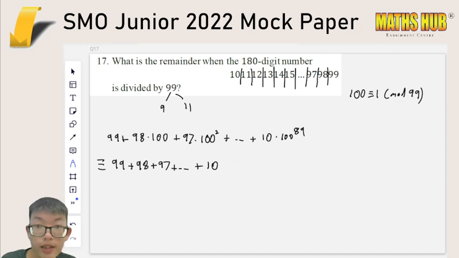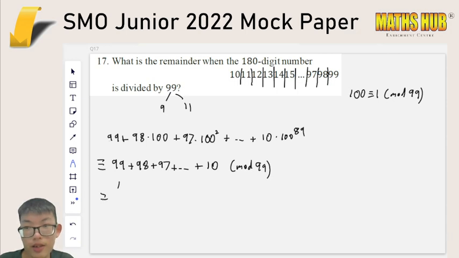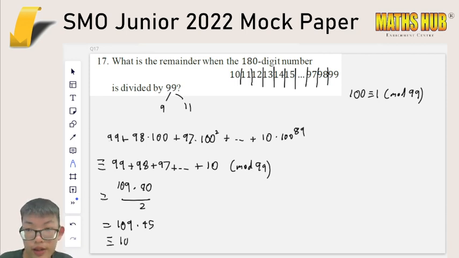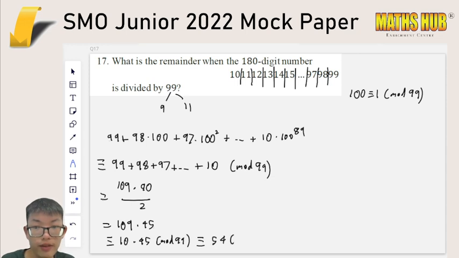This I can calculate in the normal way really. It is 109 for each pair. There are 90 numbers and I divide by 2. So it's 109 times 45. And if I take modulo 99 again to reduce it, I can change 109 to 10. So 450 divided by 99, this one is just going to be 54 modulo 99.